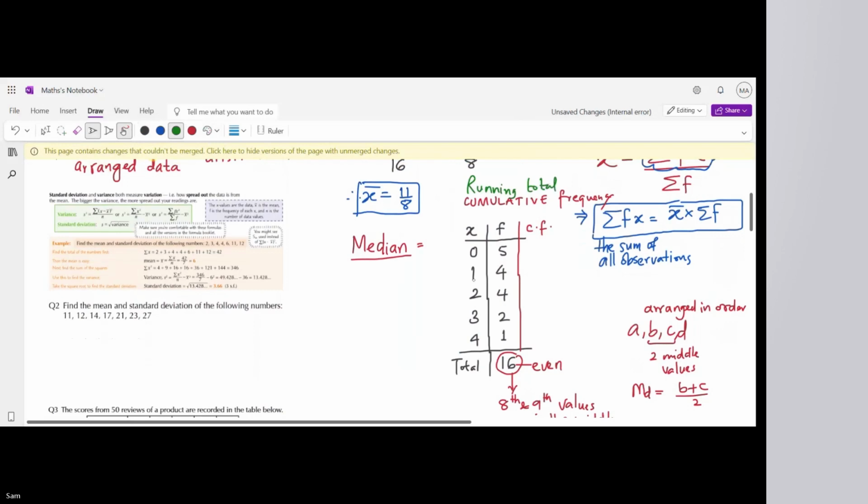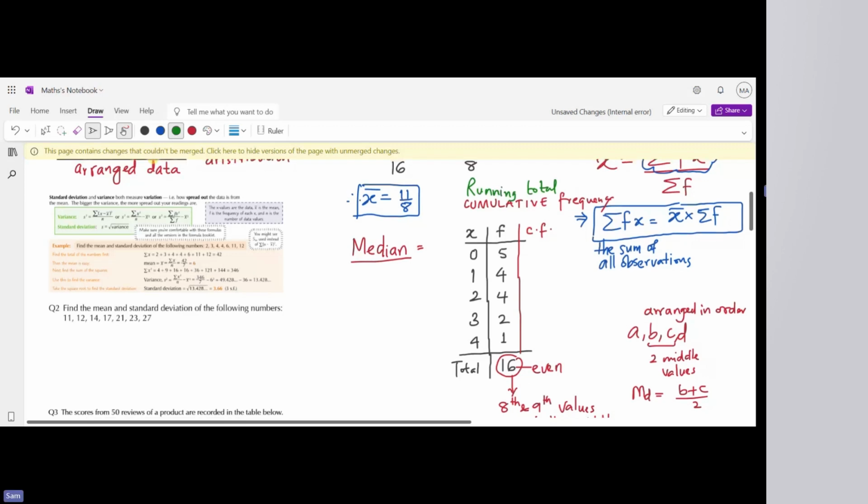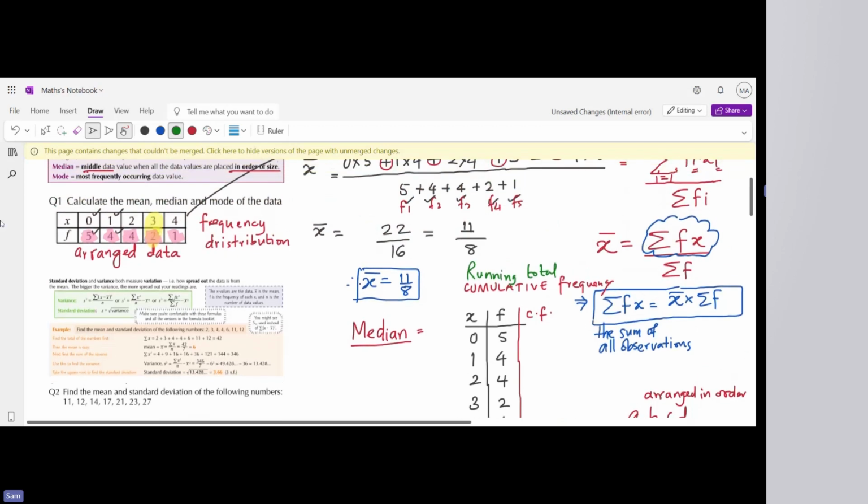So what was this data about originally? There's no context given, so let us give it a context. Suppose this data is about how many times a student remains absent in a month. So 0 absentees, 5 days. One absentee, 4 days. Two absentees, 4 days, like that.